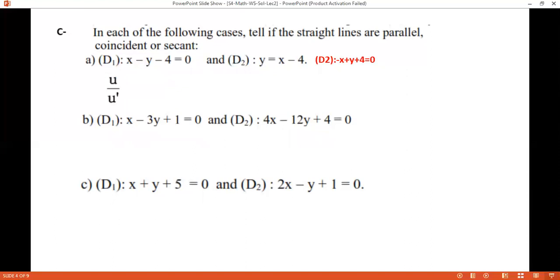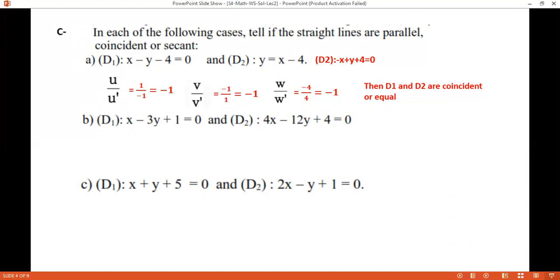First of all, u over u prime is 1 over -1, which is -1. V over v prime is -1 over 1, which is also -1. And w over w prime is -4 over 4, which is also -1. So we know now that D1 and D2 are coincident, or equal, or confounded, because all these values are equal.